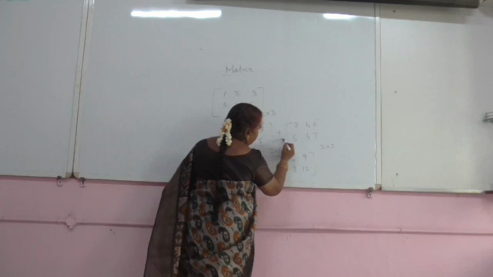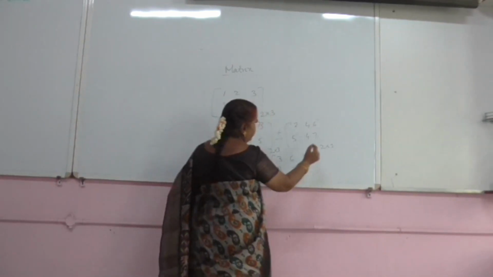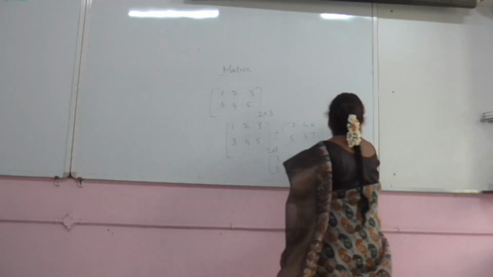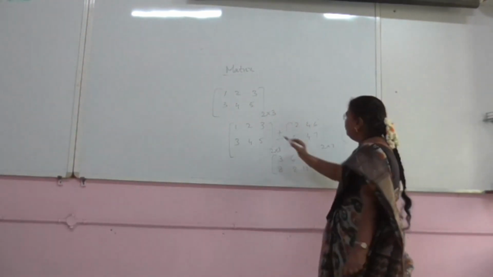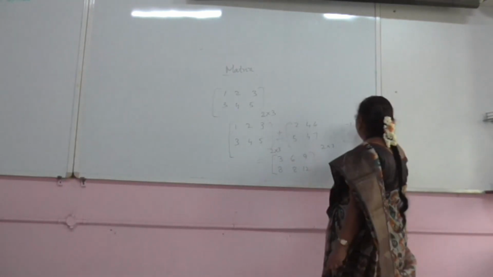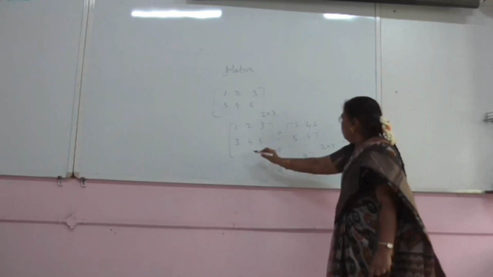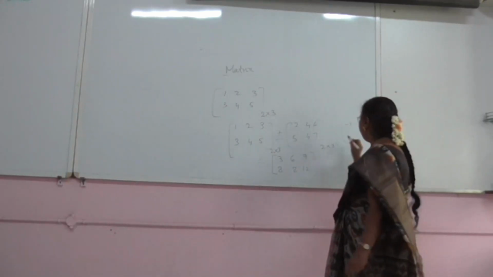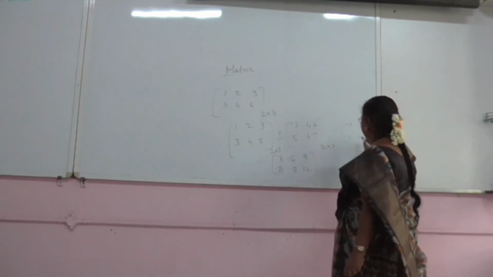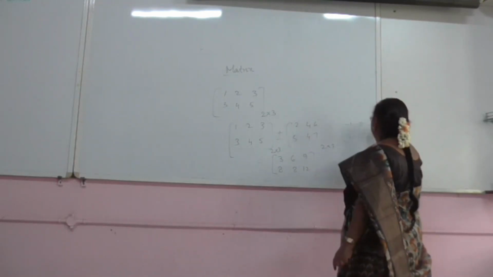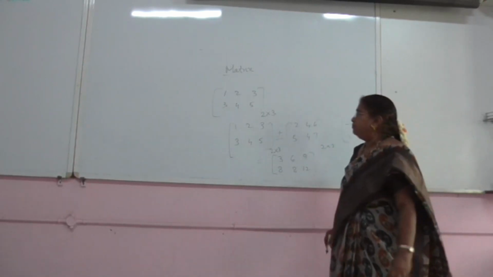Similarly, we can subtract 2 matrices if their order is equal. When subtracting, we will get 1 minus 2, minus 1. 2 minus 4, minus 2. 3 minus 6, minus 3. 3 minus 5, minus 2. 4 minus 4, 0. And 5 minus 7 is minus 2. These 2 are operations on matrices.